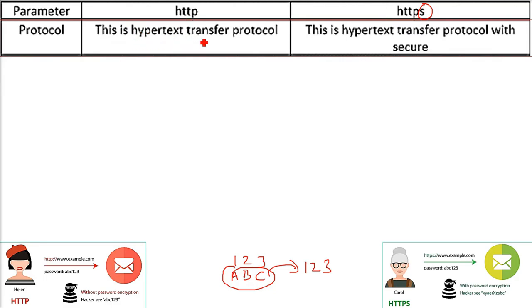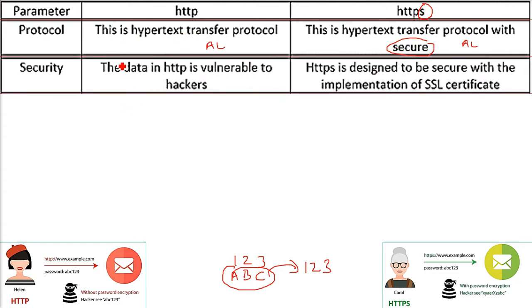So HTTP, the protocol, is Hypertext Transfer Protocol. This is the full form. And these two protocols both work for the web, that is for HTML. HTTPS is Hypertext Transfer Protocol again with security: SSL, Secure Socket Layer, and TLS, Transport Layer Security. So HTTP, as I said, does not have security.